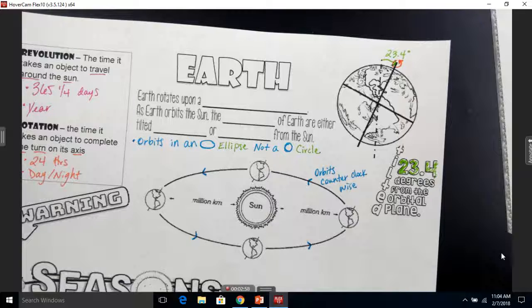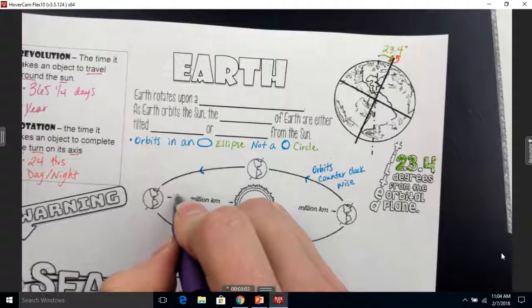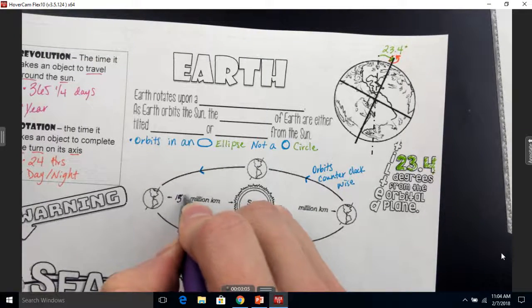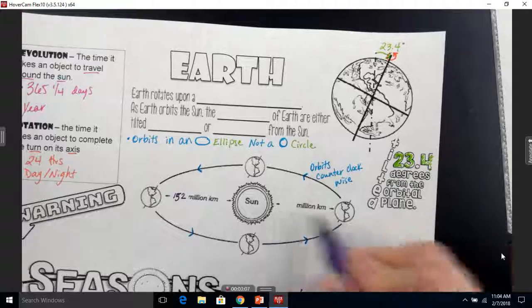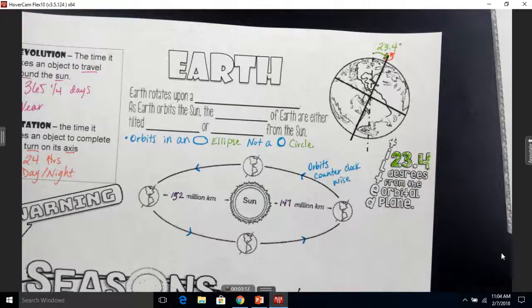Okay? So this is like 152 million kilometers. And this one is like 147 million kilometers. Y'all, do you remember that a kilometer is 1,000 of these? 152 million of 1,000 of those. Times 1,000 of those. Like, that's huge. Okay?